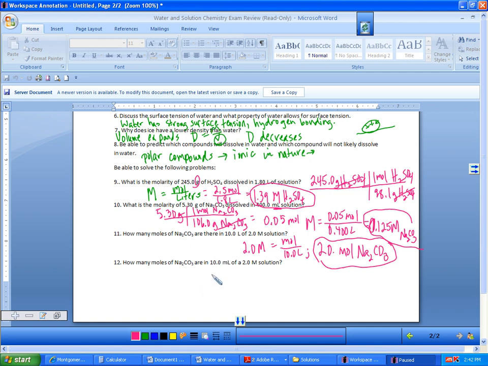Okay, how many moles of Na2CO3 are there in 10 milliliters of a 2 molar solution? Okay, so this time I have milliliters. Convert those milliliters to liters. 1 liter is 1,000 milliliters. So I'm going to have 0.010 liters. I need the moles again, so I'm going to say 2.0 molarity is equal to moles over 0.010 liters. So when I do that math, I'm going to get 0.02 moles of Na2CO3.